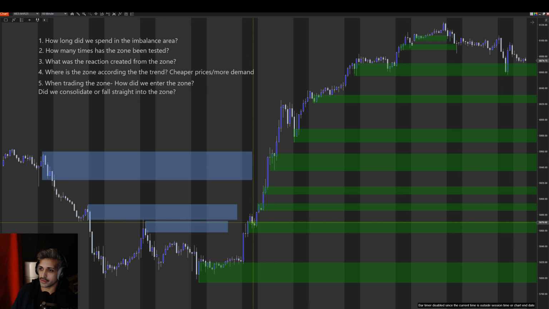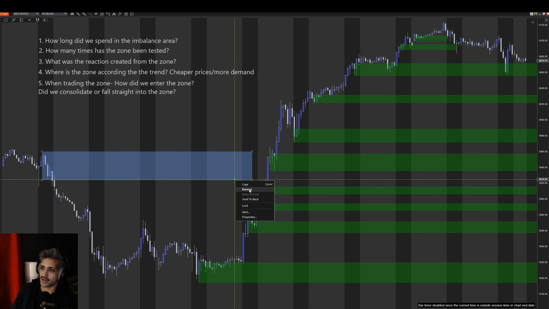So then we look at maybe this imbalance here next. What did this imbalance do? Well, it was already through the supply, but it did break the supply. It did end up breaking more. So we can tell that those are strong.